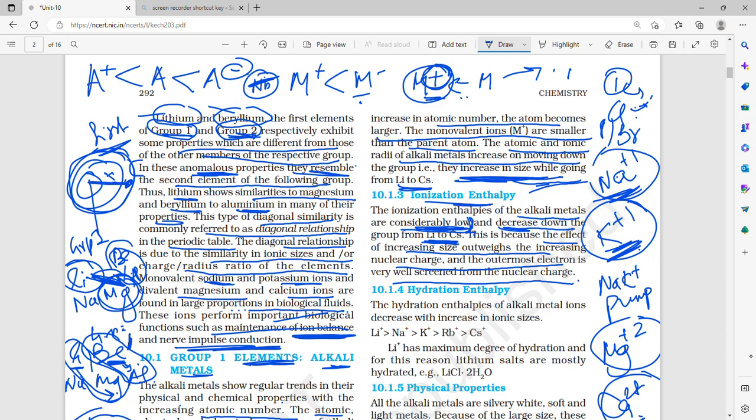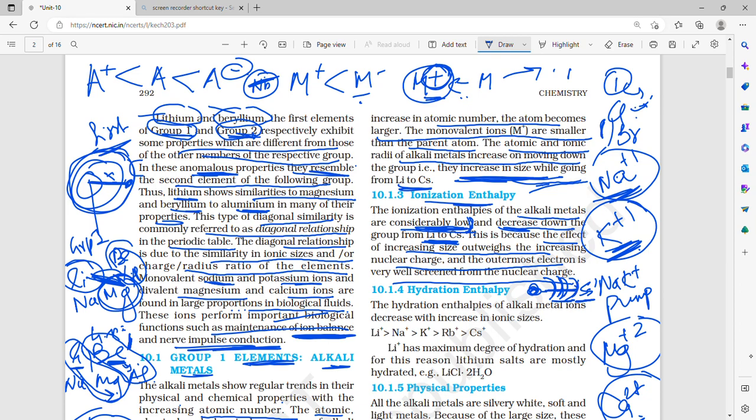Why does the ionization enthalpy decrease down the group from lithium to cesium? This is because since the size keeps increasing from lithium to cesium, it outweighs the increasing nuclear charge. As the size keeps increasing, if 2-3 shells come in between, then the screening effect is done by the shells which come in between. Let's say this is your 5s1 or 6s1 electron, and between it and the nucleus there are shells, due to which the screening effect takes place, that is the charge gets screened.